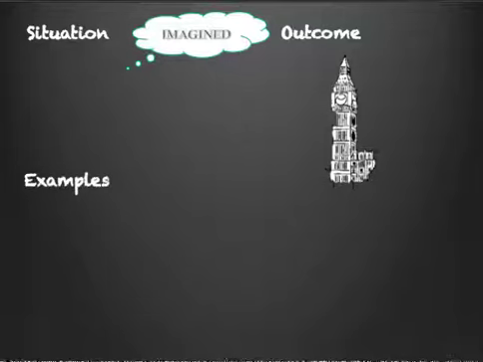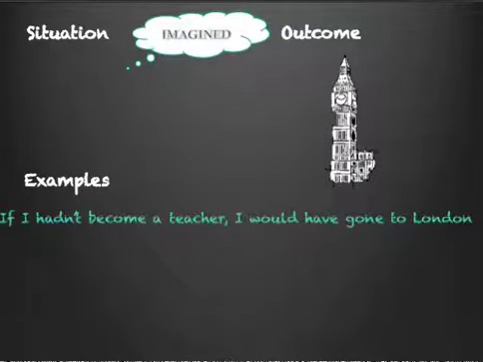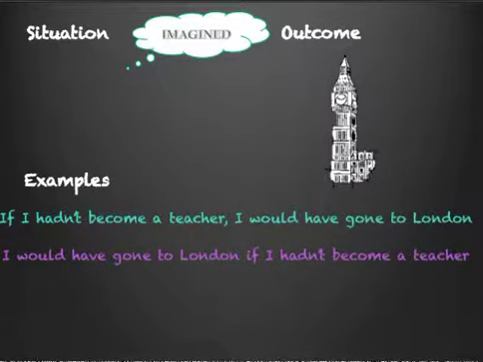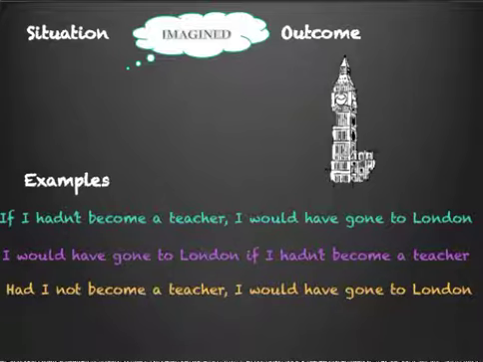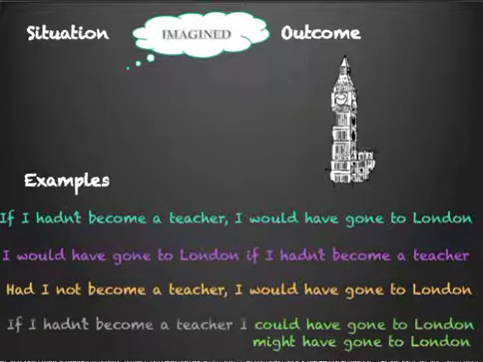So let's look at examples of this. So if I hadn't become a teacher, I would have gone to London. We can change that around. I would have gone to London if I hadn't become a teacher. We can use the inversion. Had I not become a teacher, I would have gone to London. And we can talk about possibility. If I hadn't become a teacher, I could have gone to London, or I might have gone to London.